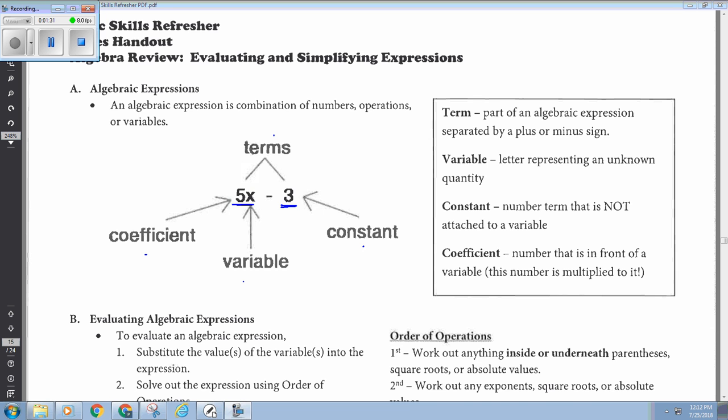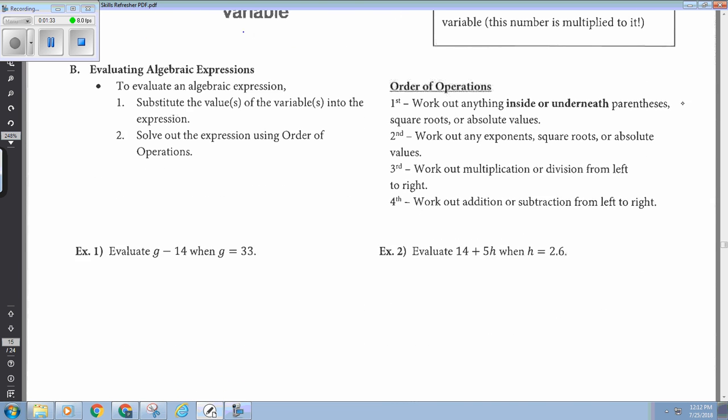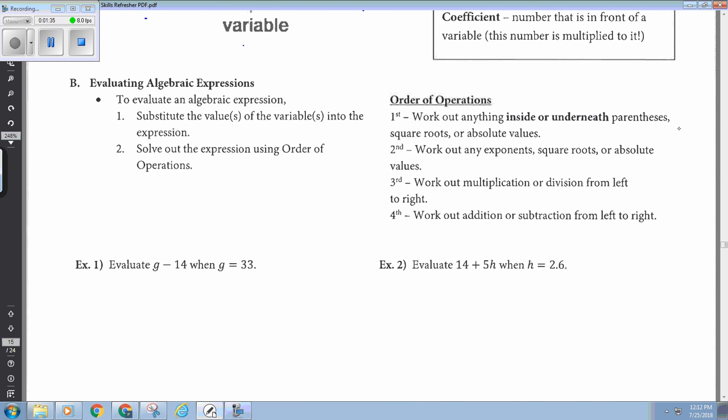Now let's look at evaluating it. To evaluate an algebraic expression, first you substitute the values of the variables into the expression. So that's when you're just plugging in. And then you solve out using the order of operations. So we're going to quickly look at what the order of operations is and dispel one particular hiccup that a lot of students run into.